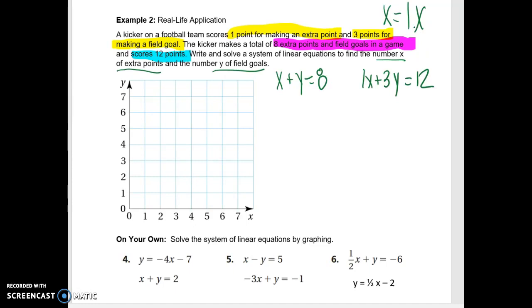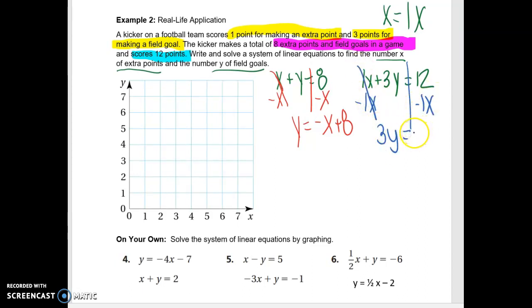But in order to graph it, I'm first going to need to rewrite these equations in y equals mx plus b. To get y by itself in the first one, I have a positive x, so I have to subtract x on both sides. And I'm left with y equals negative x plus 8. For my next one, in order to get y by itself, I subtract 1x, or x. Then I'm left with 3y equals negative 1x plus 12.